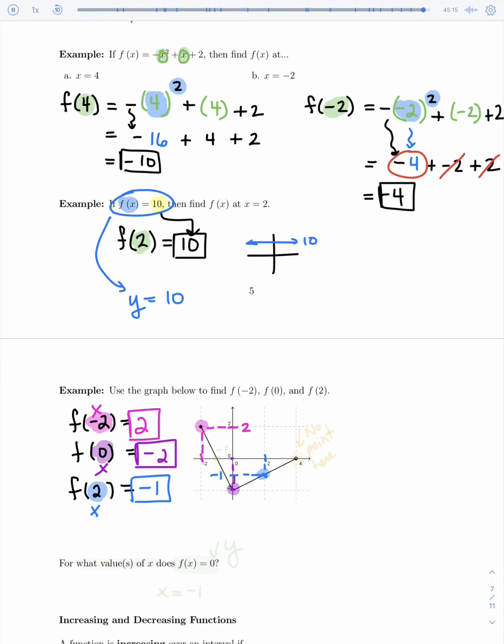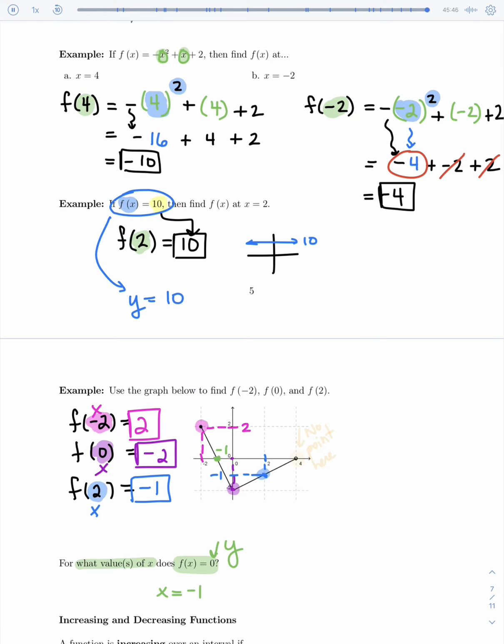Last question. For what values of x does f of x equal 0? Well, they're looking for x, which means that the 0 that they're giving us is a y value. So what points on our graph have a y of 0, which means that they are just flat here on the x-axis? Well, there's only one, and it's right here. And that's at -1 on the x values. So our only value when our y is 0 is at x equals -1.